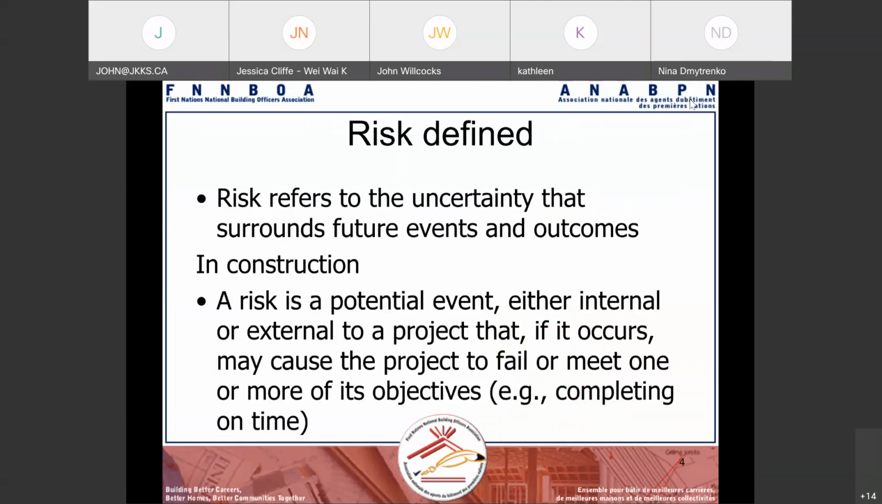So risk refers to the uncertainty that surrounds future events and outcomes. In construction, it's really more specific. A risk is a potential event, either internal or external to a project, that if it occurs, may cause the project to fail to meet one of its objectives. One of the objectives would be completing on time, meeting the budget, making sure the tenants are able to move in on the date identified. Another objective would be meeting your timelines. So risk is always some type of potential event that can impact an outcome.